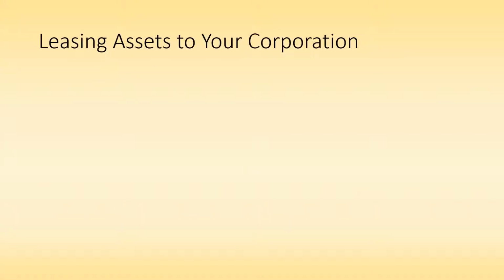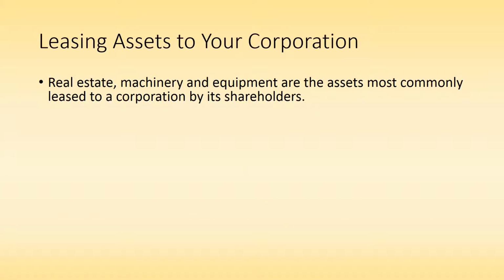Leasing assets to your corporation. Real estate is the asset most commonly leased to a corporation by its shareholders, but leasing can also work for equipment or machinery. Leasing to your corporation can produce a paper loss for you, the shareholder, which you may be able to offset against your other income. Typically, the loss comes from your depreciation deduction on the leased asset. It can also come when cash expenses exceed cash income. Either way, the loss may offset or shelter any other income on your tax return.